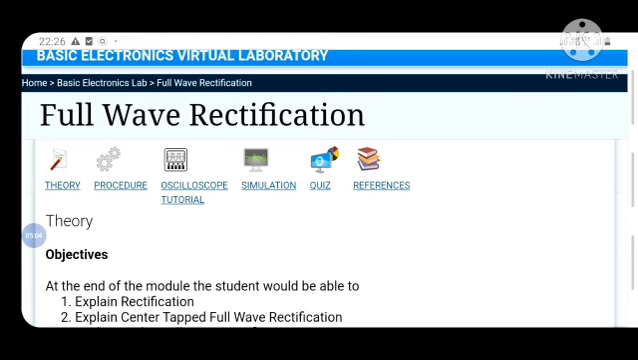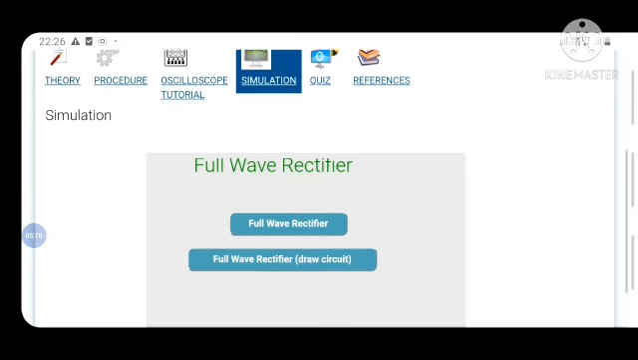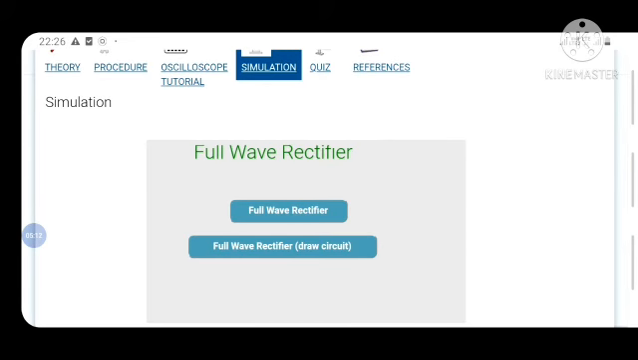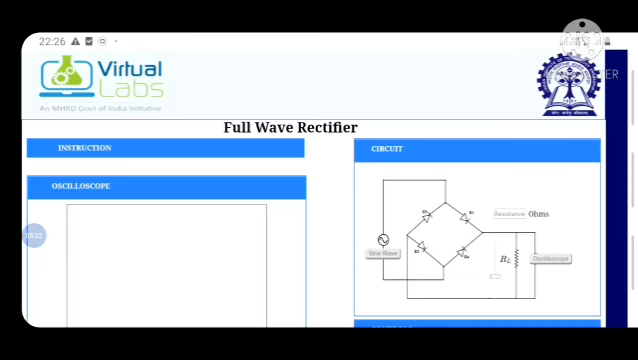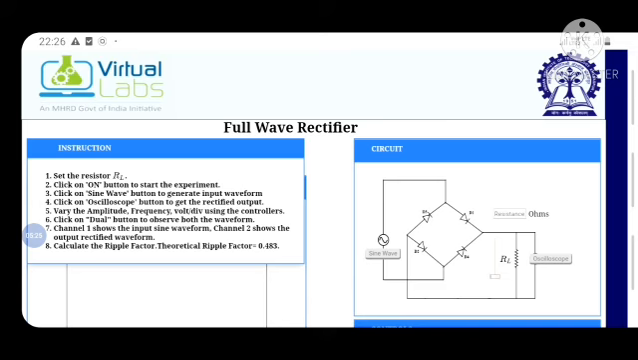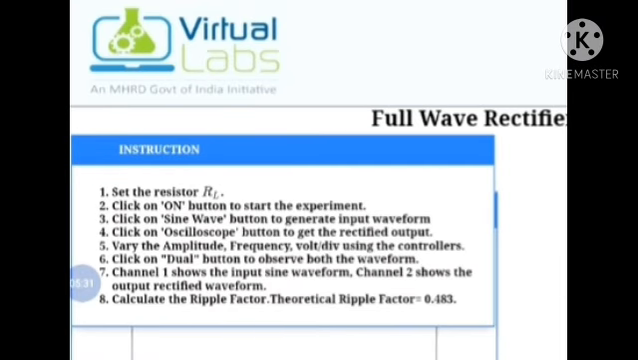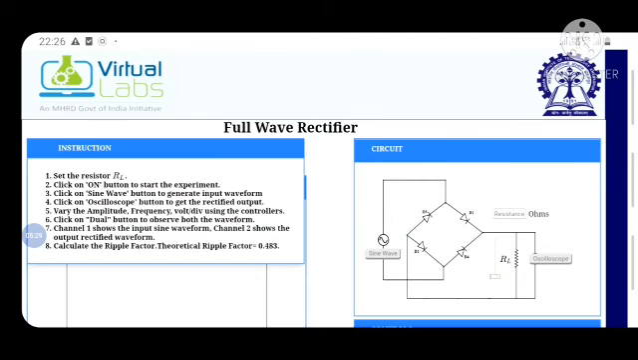Now let's scroll up and go to the simulation part. Click the simulation. Full wave rectifier, you can also draw the circuit. I'll choose the first one. This page will appear. You can see the circuit is already done. Read the instructions properly. You can see the first instruction. Set the value of the resistor RL. RL is a load resistor. You have to fix it. Then click on the on button to start the experiment.